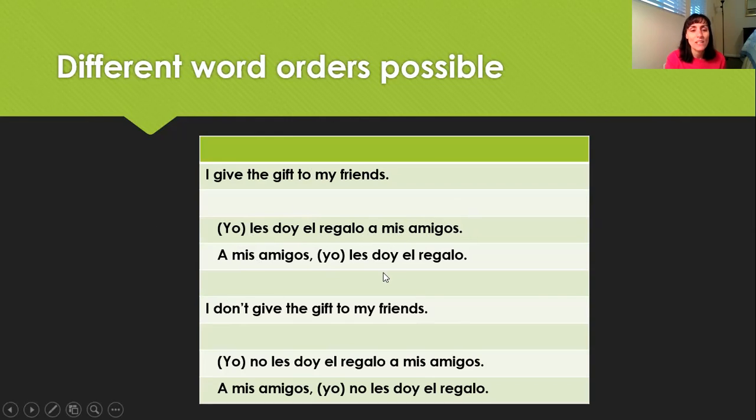Either way sounds good. Now, if you're going to make it negative, the no does not come between the pronoun and the verb. So it's no, then the pronoun, then the verb. No les doy el regalo a mis amigos, or a mis amigos, no les doy el regalo.